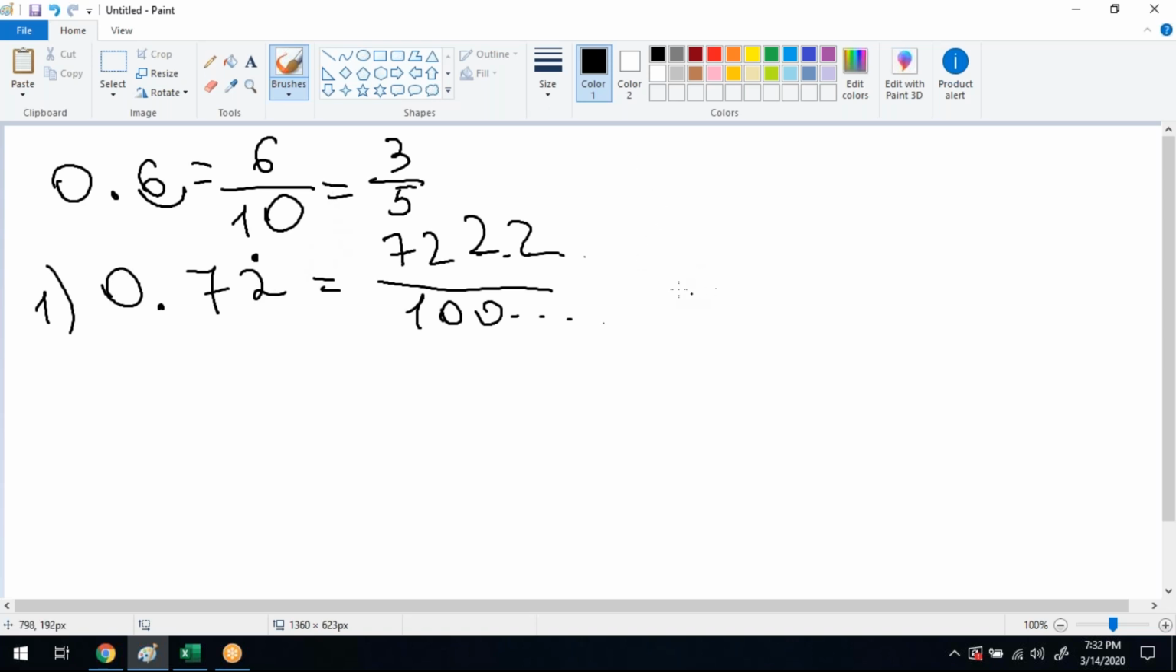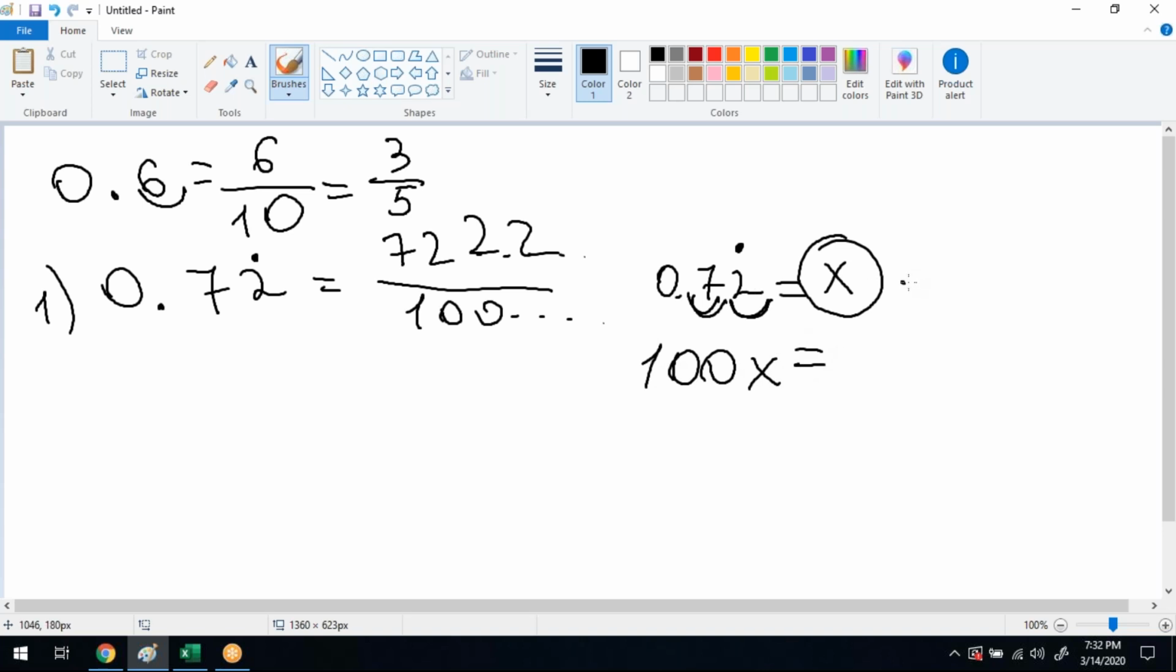So I understand that 0.72 recurring is my x. So this is some fraction x, which I don't know, and I want to find this x. So first of all, I understand that I have two numbers after the dot. I have two different decimals after the dot. So that means that I have to multiply by the second power of 10. So I have to multiply this by 100. So if I multiply by 100, I understand that this is 0.7222. So it will move the dot 2 places to the right.